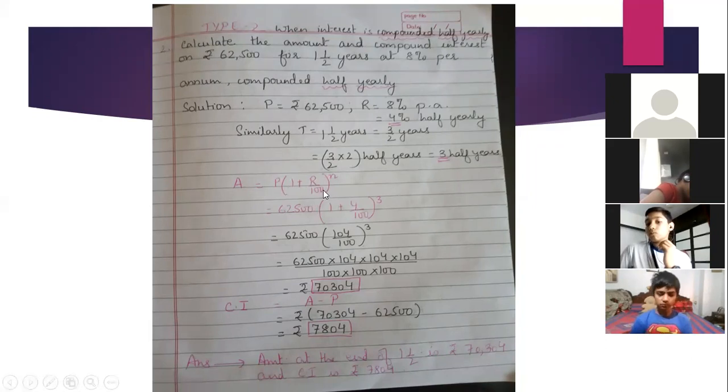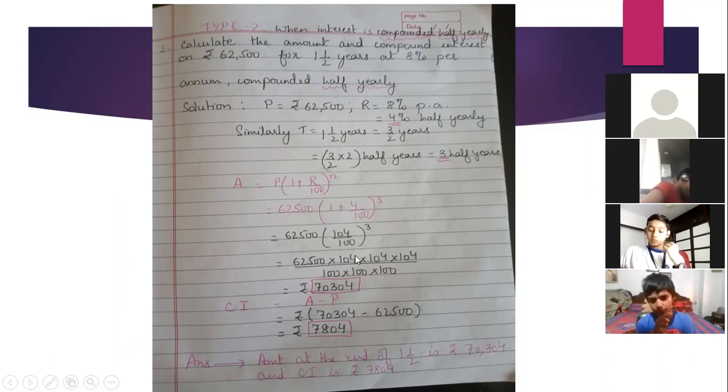So stick to one general formula, and do the reduction of rate and doubling of time separately and just put the values over here. After putting the values, you will again simplify this part, which is 1 plus 4/100. You'll get 104/100. How do you get it? That I have explained to you in the previous question.